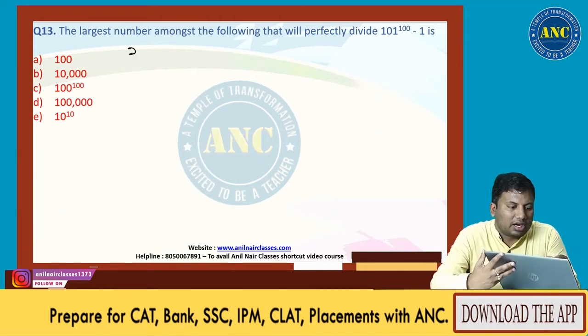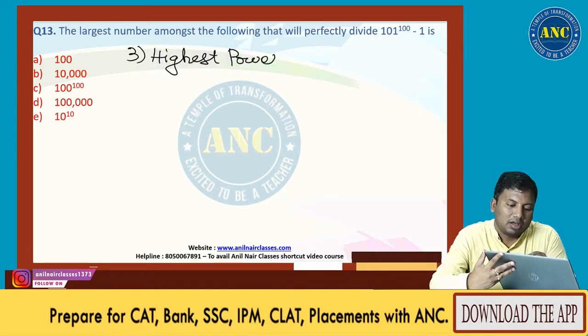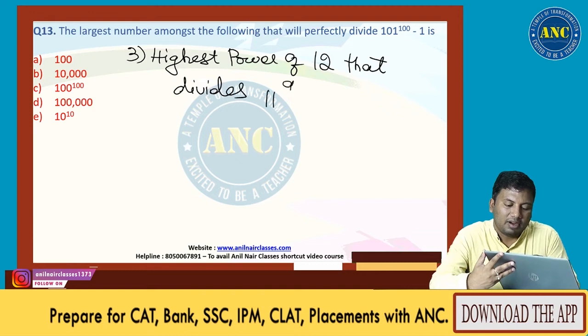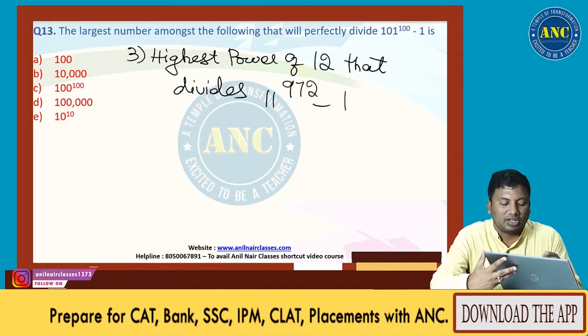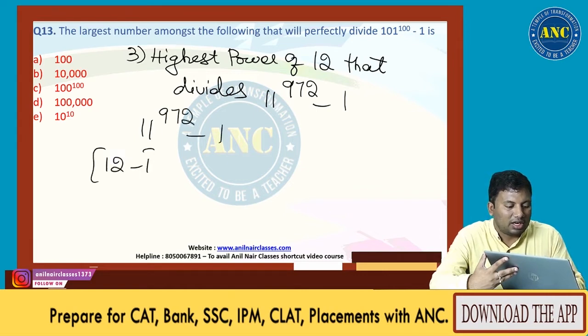Third question. Let me take one more question. Highest power of 12 that divides 11 power 972 minus 1. 11 is nothing but 12 minus 1, so (12 minus 1) power 972 minus 1.